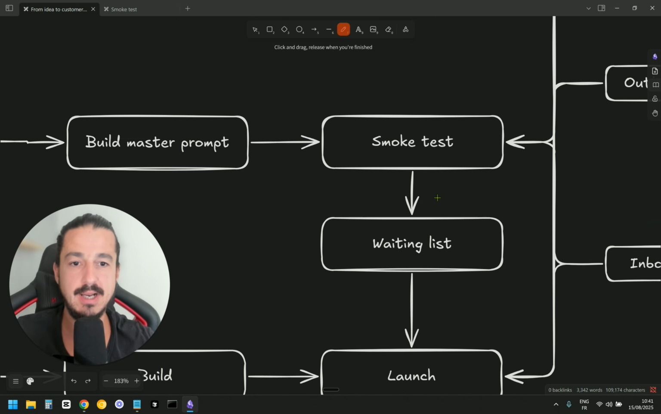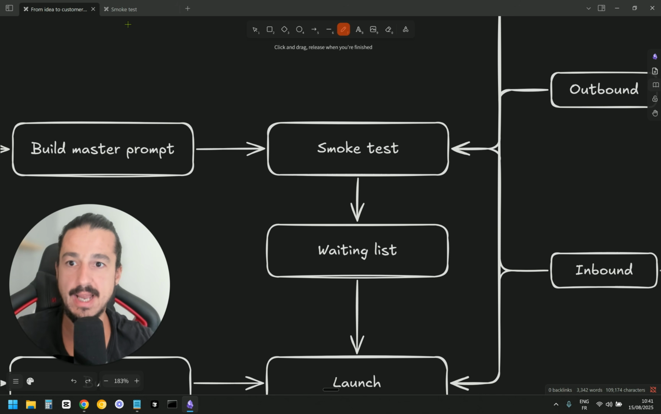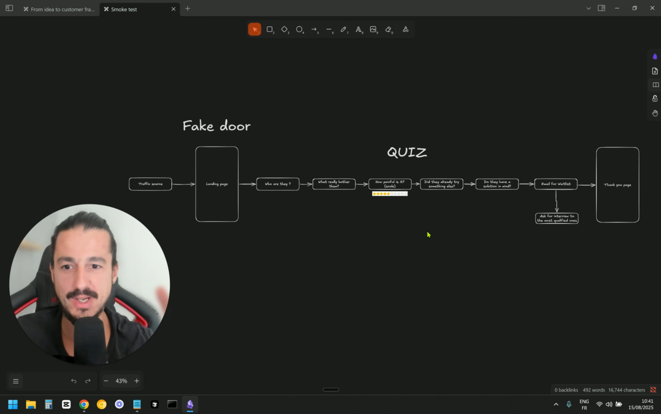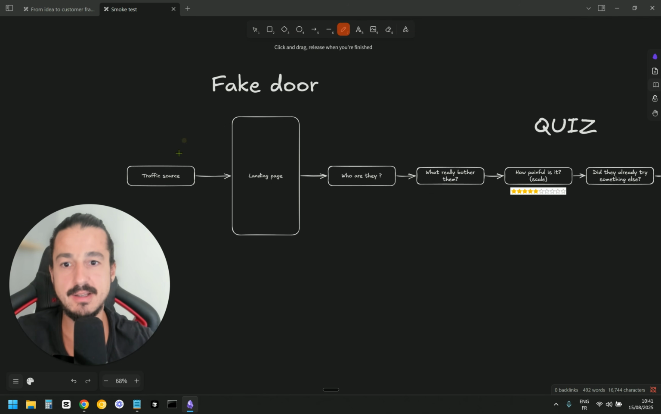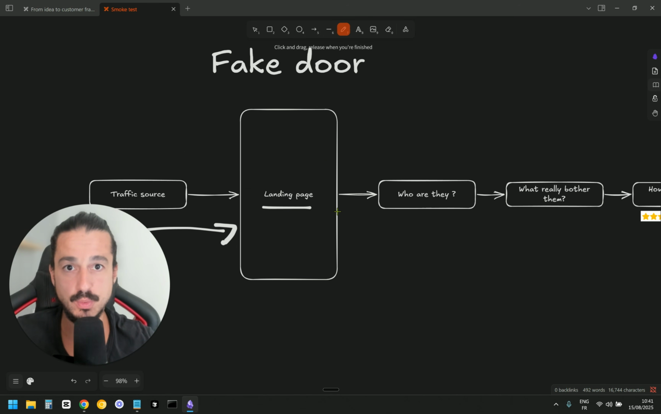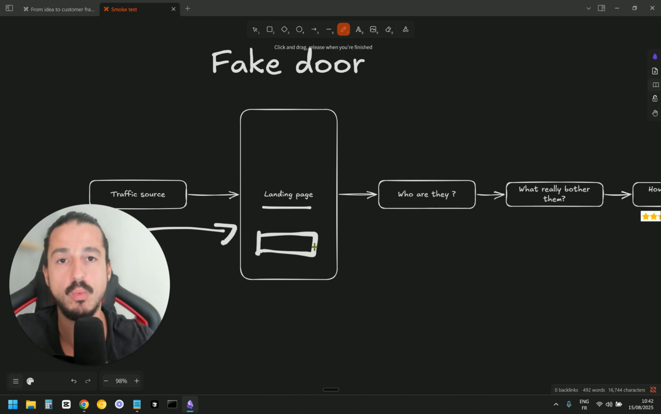Okay, now let's go back onto the smoke test. I quickly want to show you how it looks, and I will have a complete video dedicated to it. The idea of the smoke test, very quickly, is to create a marketing MVP that you will send traffic to on a landing page that will show the product as if it existed already. So when people land on this landing page, they really think the product exists. And on this landing page, you have a call to action that explains to people what's the next step.